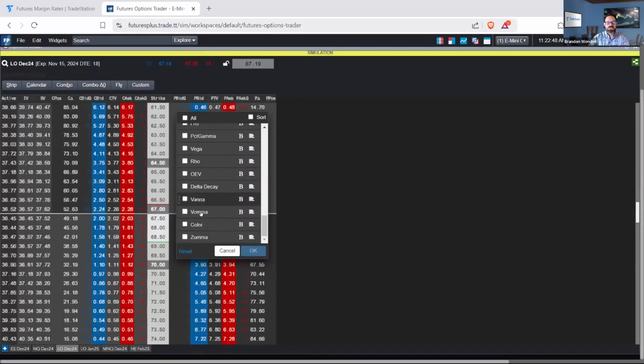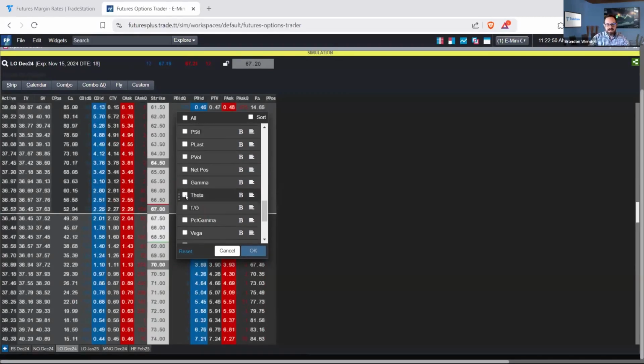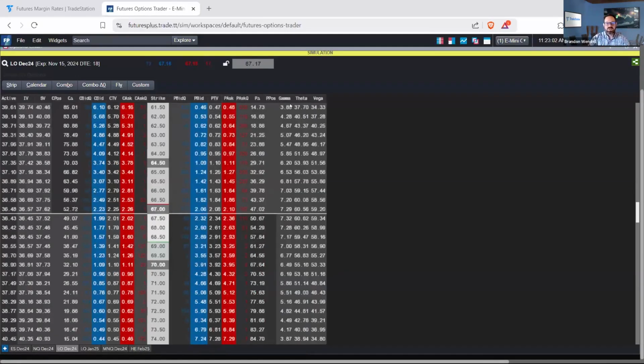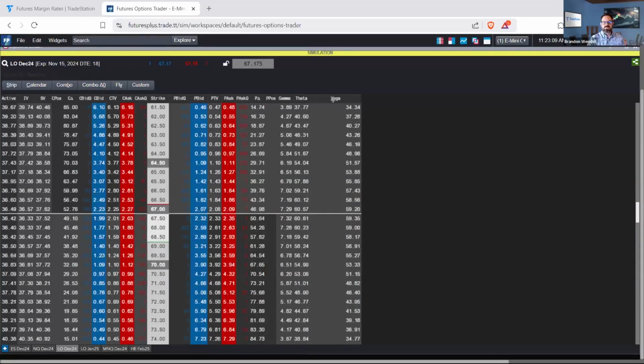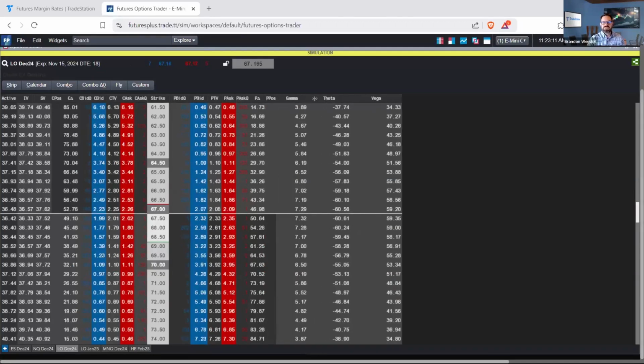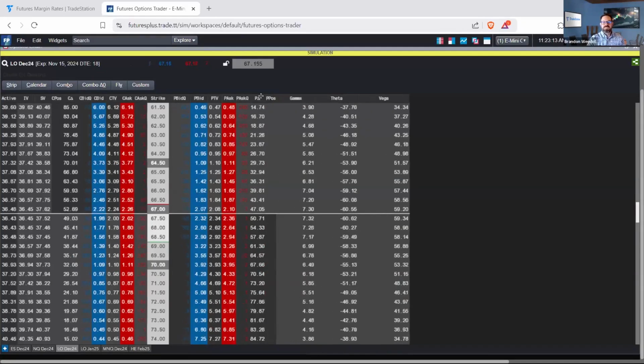At the put sides, if I want to see some of the other things like theta, gamma, vega, where is it? There it is. I can add those in as well. I can make them bold. I can put them centered in the column. There's all kinds of neat things you can do with this. So there we go. We got the gamma, theta, vegas for the positions. And of course, I can widen these out to get some more room if I choose, just to see it a little bit better.